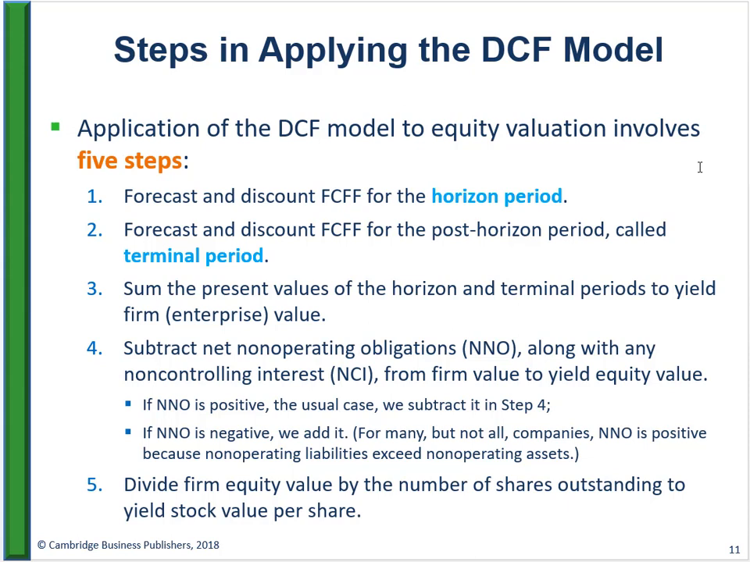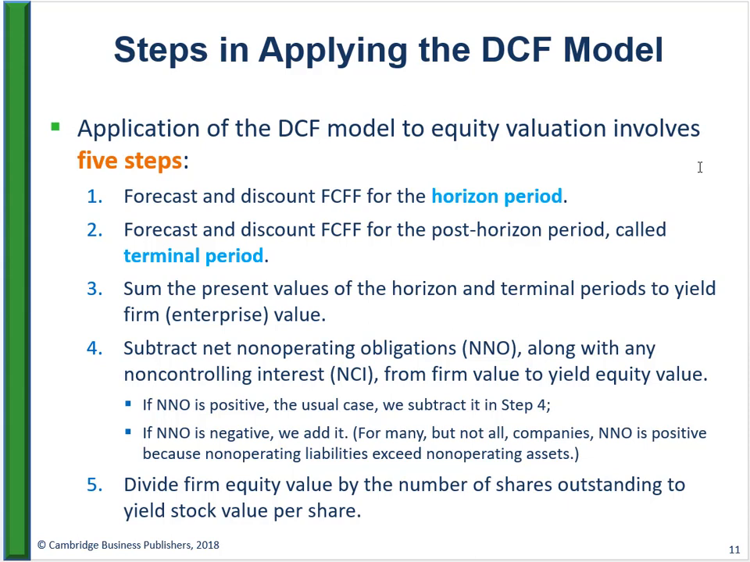Step number 2, forecast and discount the free cash flows for the period after the horizon, called the terminal period. So after we look at the free cash flows to the firm in that 10 years, we have to make an assumption about what the free cash flows to the firm would be into perpetuity. And if you'll recall, last week in Module 12, we took a look at a simplified present value discounting technique for that terminal year, and this will be identical. Step number 3, sum the present values of the horizon and terminal periods to yield the firm enterprise value. And remember again there, that's the value of the entire enterprise, equity and debt both.